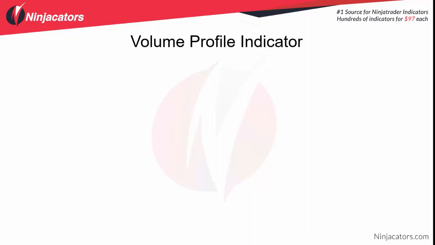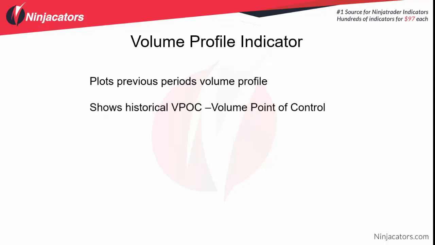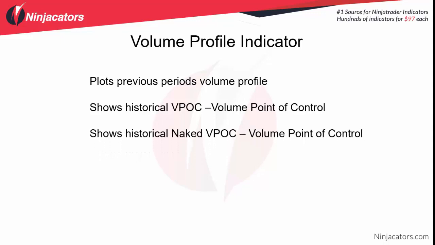The volume profile indicator plots previous period's volume profile. It's going to show you historical VPOC, or volume point of control, and it's going to show you historical naked VPOCs, or volume point of controls. Now remember that a naked VPOC is a VPOC that has not been tested. We've found that these numbers, these levels, become price magnets in the future, so you want to know where those areas are.